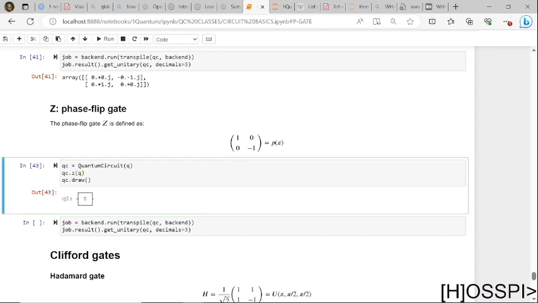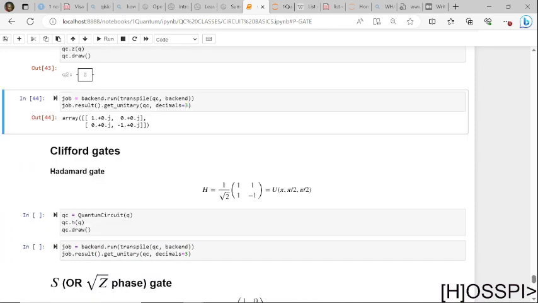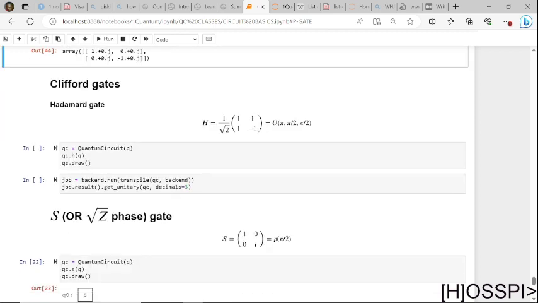Let me run it so you can see now. Let's run the back end as well. So we are looking at the other gate, which we call the Hadamard gate. This Hadamard gate is also used in flipping, where we have H equal to 1 over root 2 times the matrix of 1, 1 and 1, comma, 1. This is a 2 by 2 matrix, or equal to U, which is open bracket pi comma pi divided by 2 comma pi divided by 2 as well.